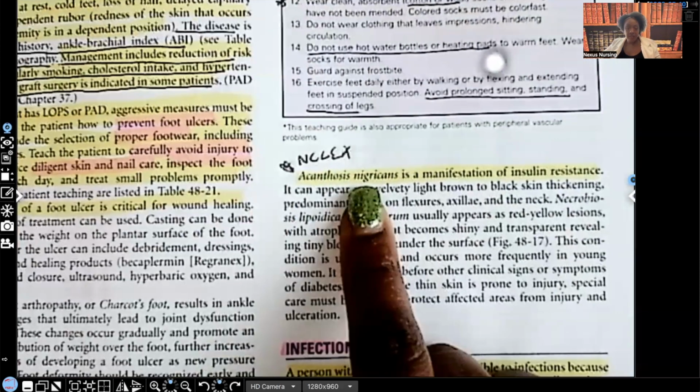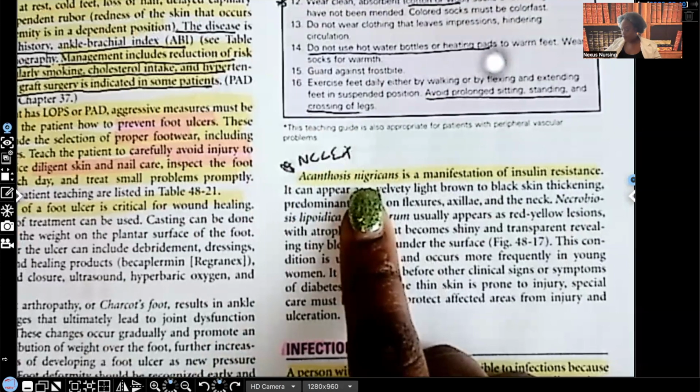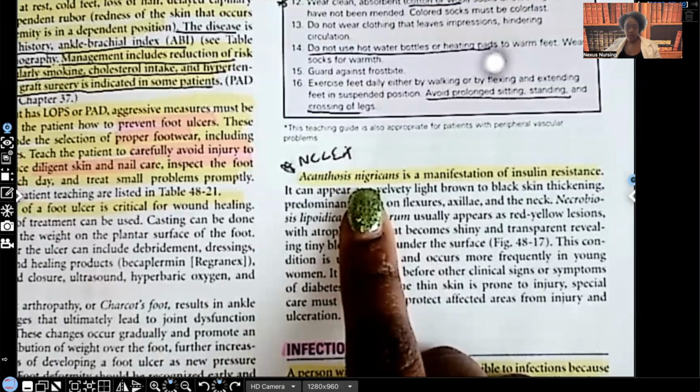Acanthosis nigricans. This is a manifestation of insulin resistance. Make sure you guys Google it to see what it looks like. But if a patient has not been diagnosed with diabetes and you see that on their neck, that patient needs to be assessed further. You need to let the healthcare provider know.